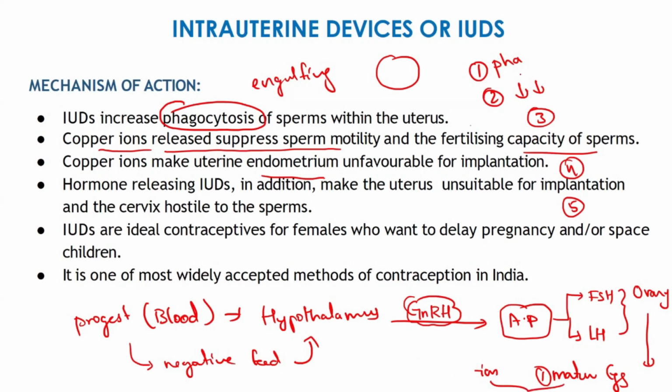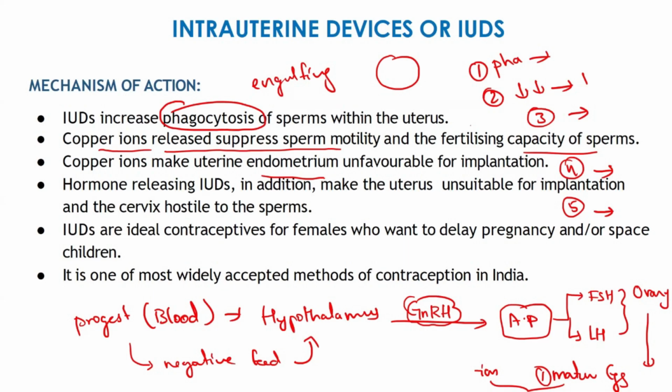So what are the different ways the IUDs will work? One is it acts through phagocytosis. Second, it will make the sperm ineffective for fertilizing the ova, by decreasing its mobility. Third method is it will make the endometrium unfavorable for implantation. And the fourth method is they act like hormonal contraceptives. One is progesterone, the other one is estrogen. So these are the different methods by which IUDs act.